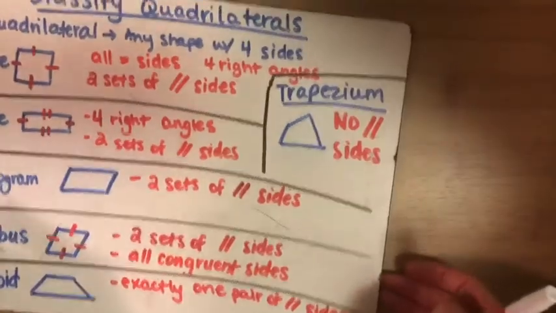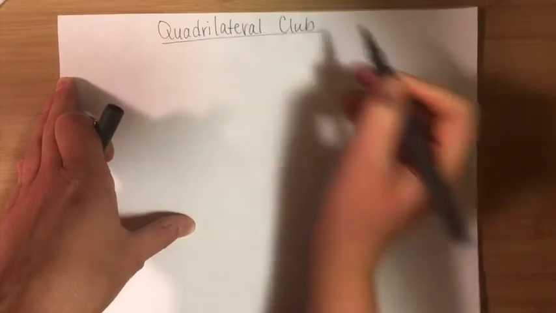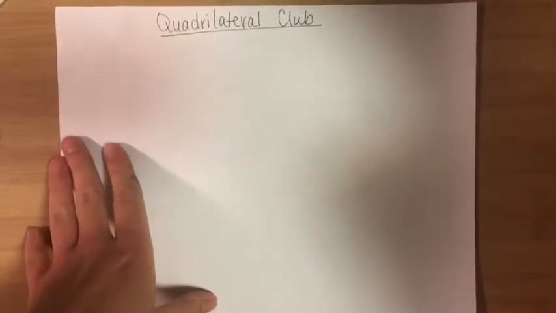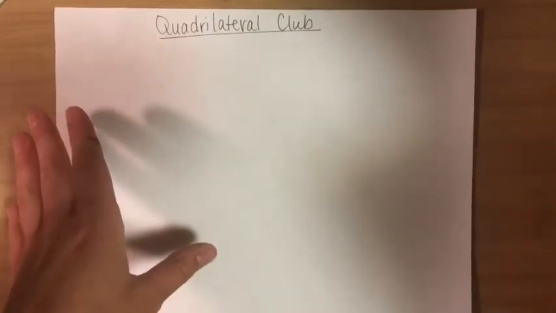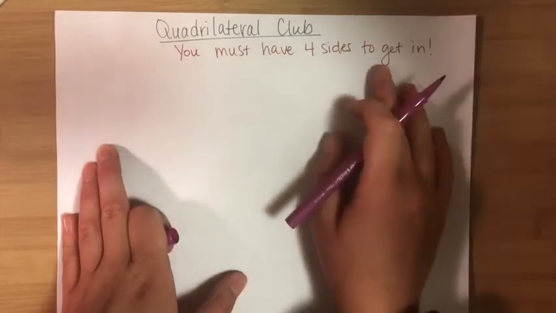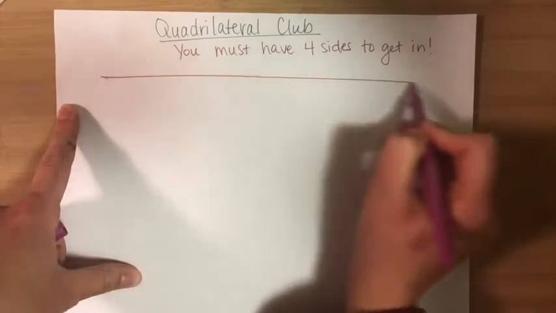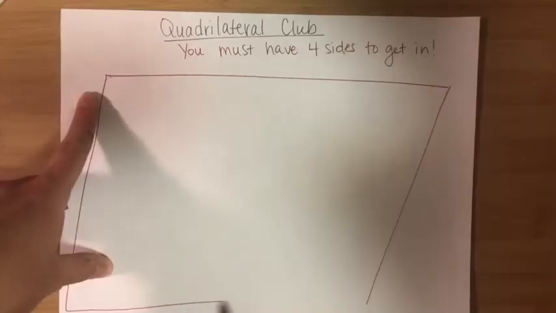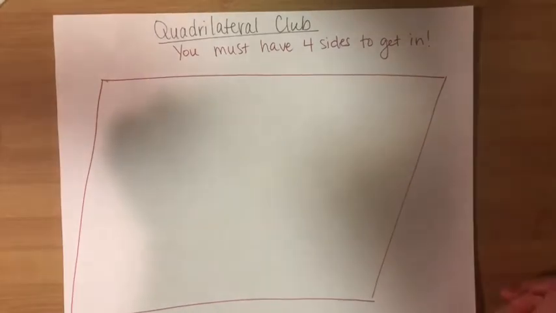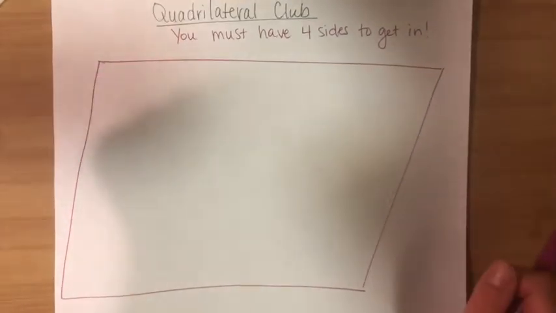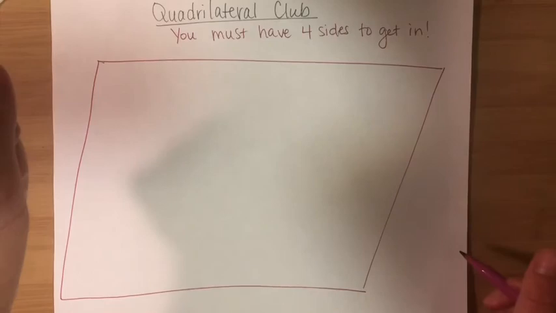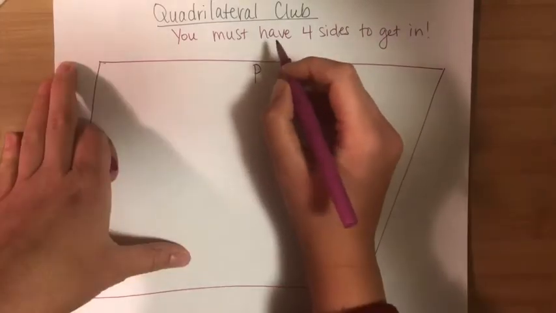And one last thing I want to do is give you another little chart for you to understand these. So this is called the Quadrilateral Club. And you got to have 4 sides to get into this club. You can only get in if you have 4 sides. First of all, we have the parallelograms. So what you find out when you get into this club is that there's lots of different levels and rooms to this club. So if you got 4 sides, then you can usually get into the parallelogram club.